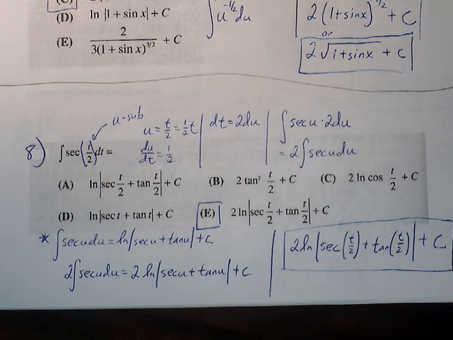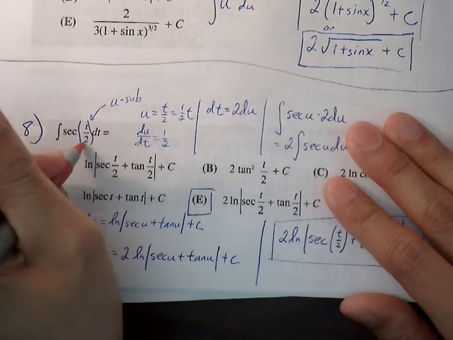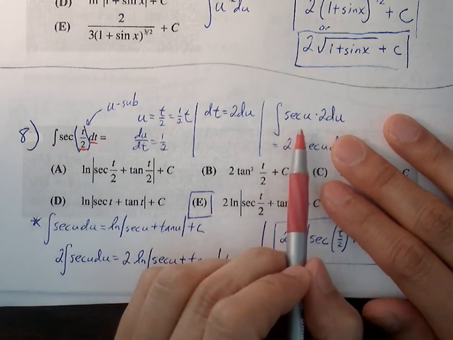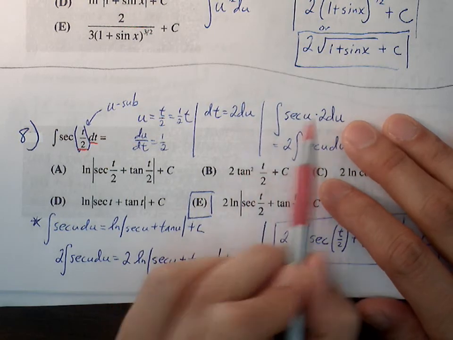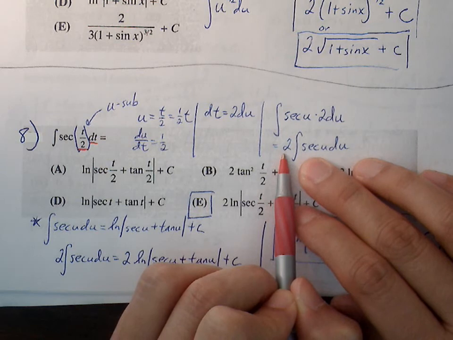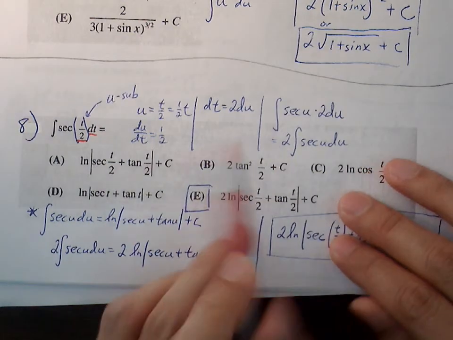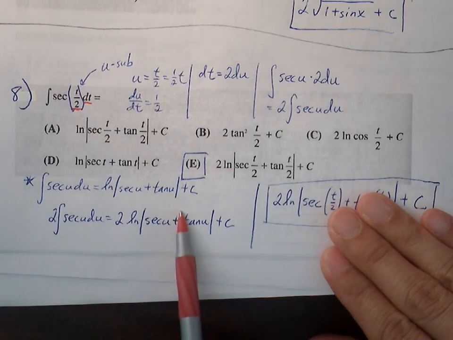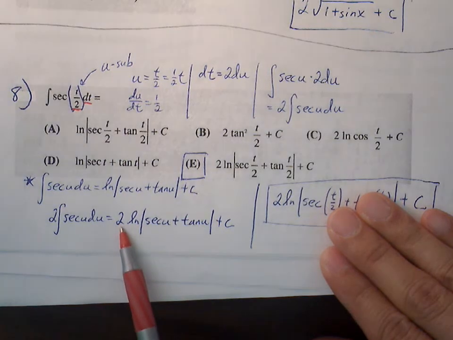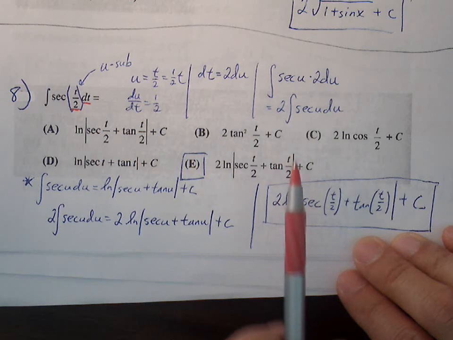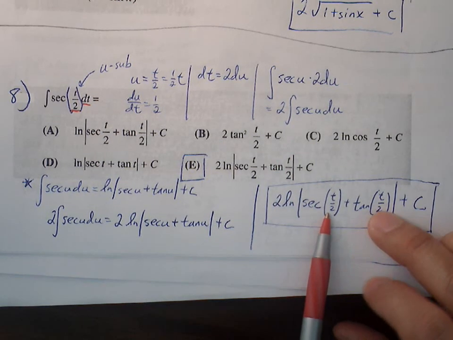We make our substitutions. I'm going to substitute the parentheses. I'll substitute the dt. When I do that, I have secant of u, and then dt gets replaced with 2 du. 2 is a coefficient. I push that out in front. Integral of secant is just natural log absolute value of secant u plus tangent u plus c. And replace so we have our antiderivative. Now we just replace our u back in terms of our original variable, and answer choice E.